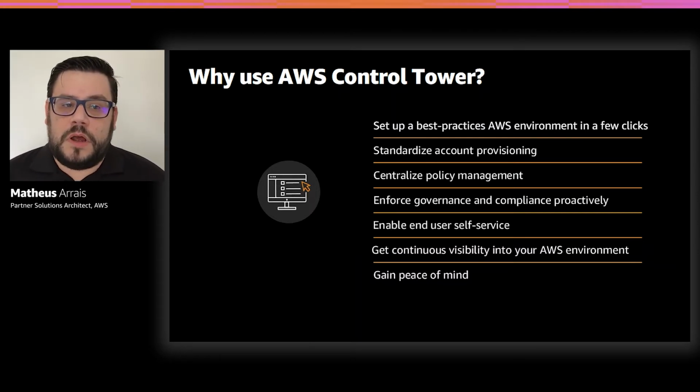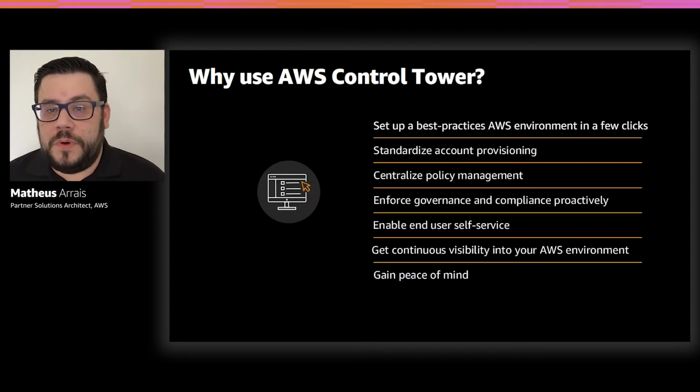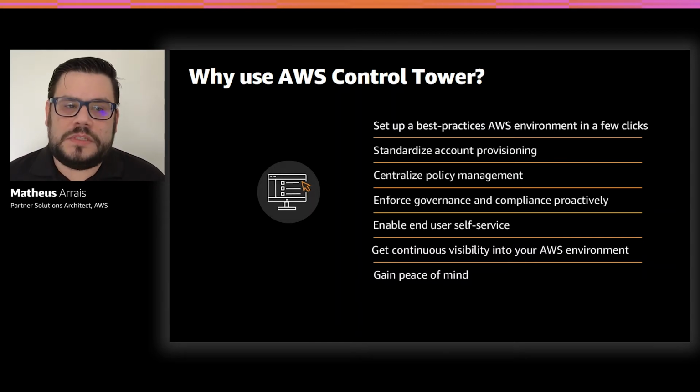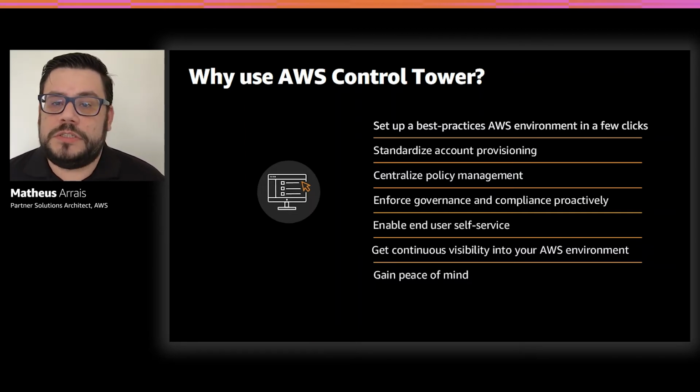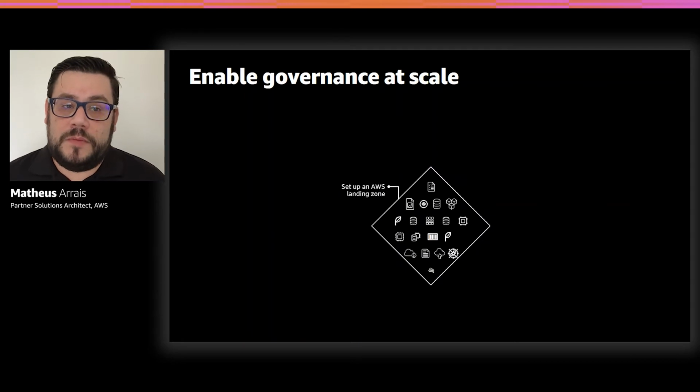AWS Control Tower uses a concept called AWS landing zone, which is created following the best practices established through AWS experience working with thousands of enterprises as they move to the cloud. With AWS Control Tower, you have three aspects: enable, provision, and operate. You can do those three things while improving your business agility aligned with governance at scale. Let's take a deeper look at these three major benefits, starting with enable.